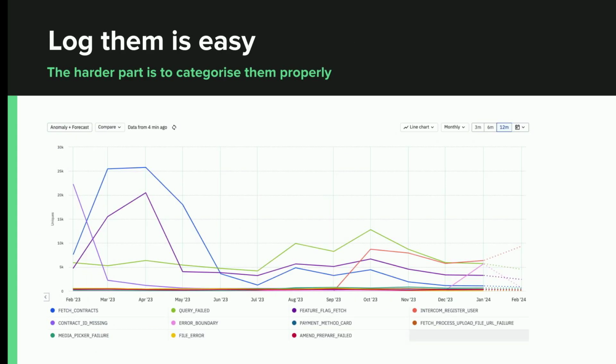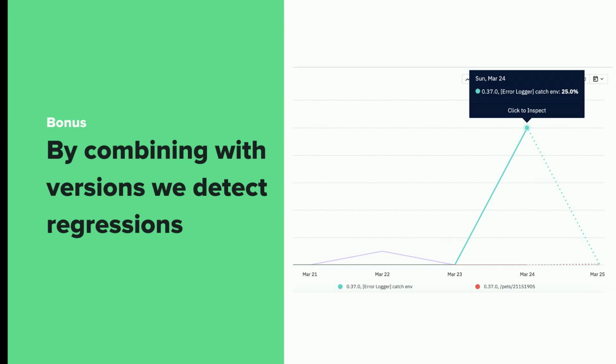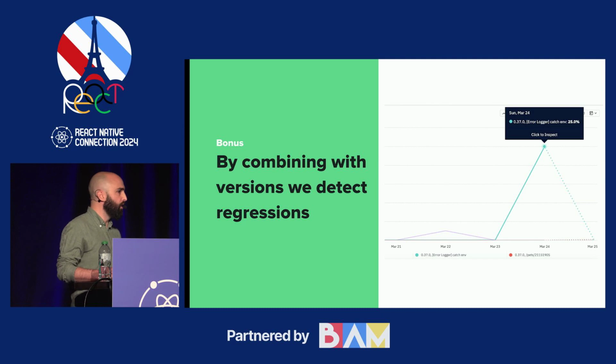So take your time on implementation, because logging them is easy, but the harder part is to categorize them properly. If you are not doing it properly, it can be unusable. So yes, it's really important to take the time to not create too much noise. And as a bonus, by combining with version, we detect regressions. So when a regression happens, we can definitely target a specific version and investigate more what's happening.